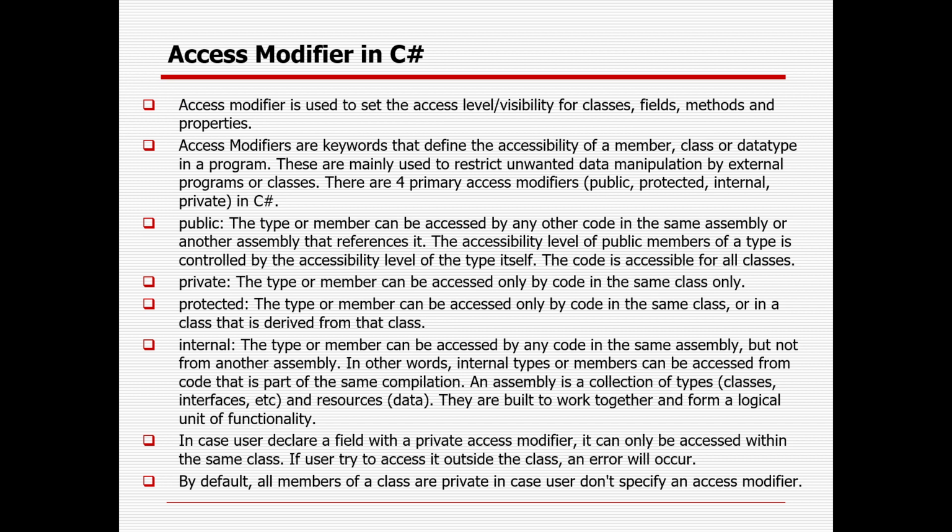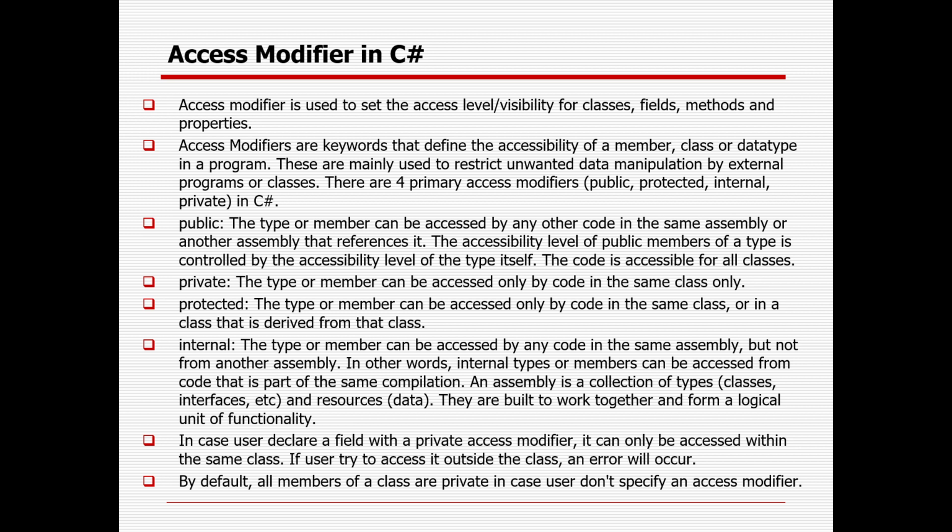So whenever you are creating any class, any method, or declaring any variable, every time you need to define some access modifier, so that you can set the access type of these different types of variables, methods or classes. Access modifiers are used to set the access level or visibility for classes, fields, methods and properties. Access modifiers are keywords that define the accessibility of a member, class or data type in a program. These are mainly used to restrict unwanted data population by external programs or classes.